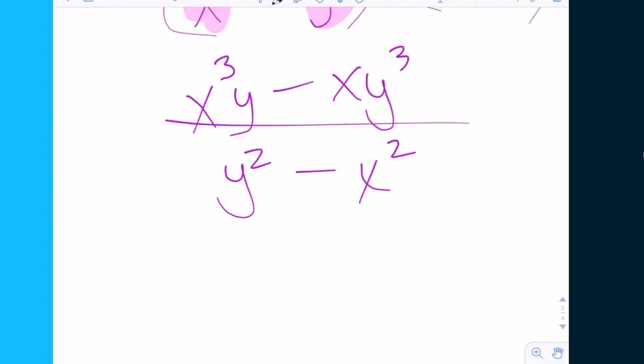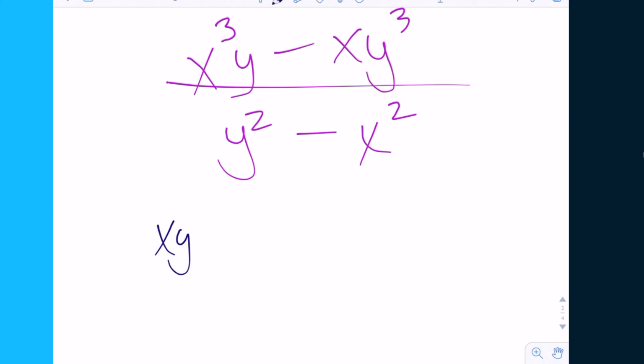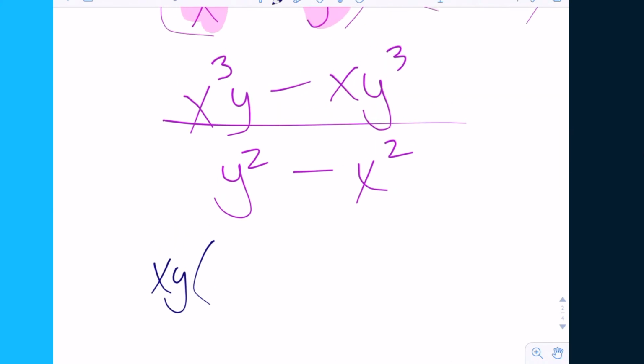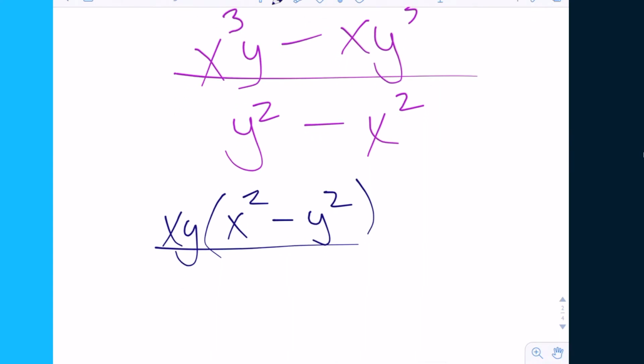All right, so let's go ahead and factor this. The first rule of factoring is what? Pull out your GCF, right? So in the top, anything common in both terms? X and a Y. We got at least one X and one Y. So we'll factor out an XY, parentheses, and what are we left with in the first term? Looks like an X squared and then minus Y squared. All right. And at the bottom, Y squared minus X squared.